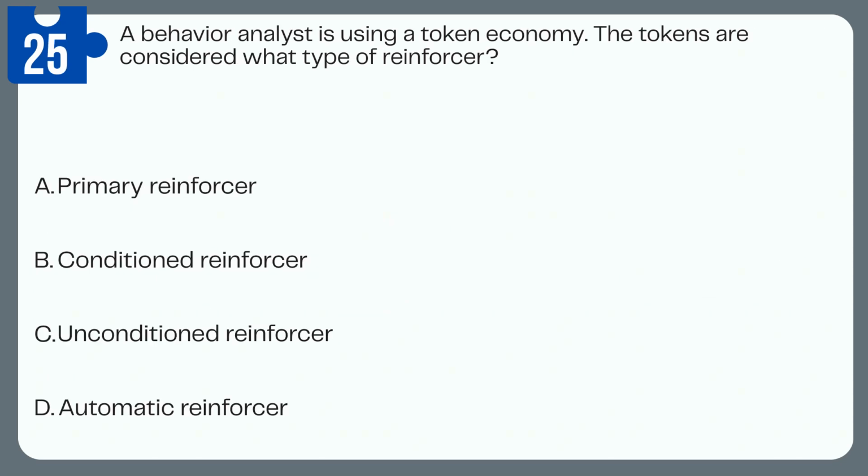Question 25. A behavior analyst is using a token economy. The tokens are considered what type of reinforcer? A. Primary reinforcer. B. Conditioned reinforcer. C. Unconditioned reinforcer. D. Automatic reinforcer.